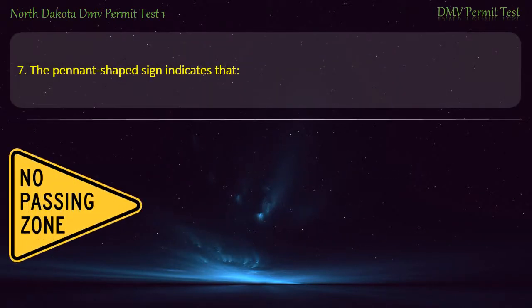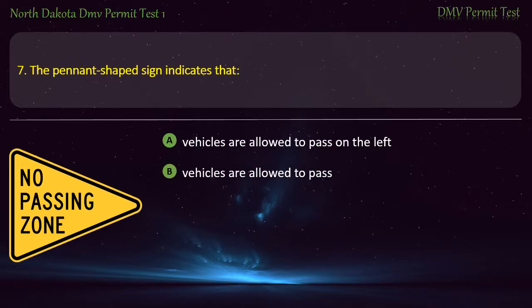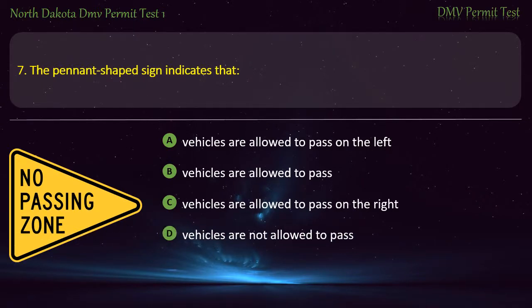Question 7. The pennant-shaped sign indicates that vehicles are allowed to pass on the left. Vehicles are allowed to pass. Vehicles are allowed to pass on the right. Vehicles are not allowed to pass. Answer. Vehicles are not allowed to pass.